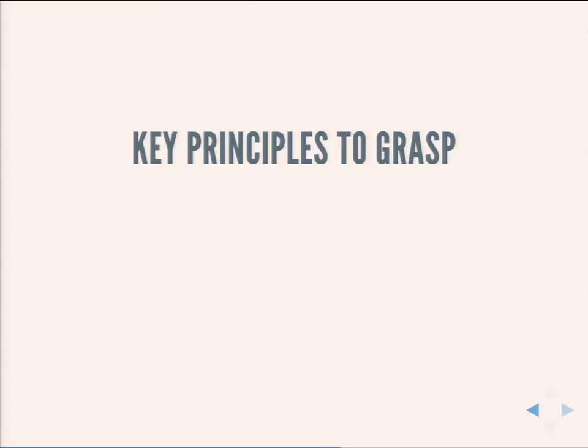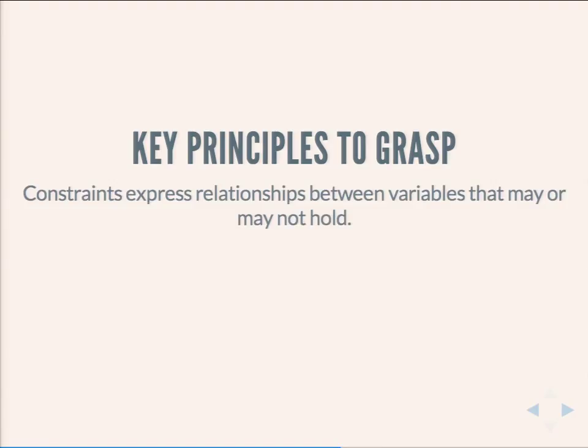Okay, so I've touched across some of these topics, but the key principles to grasp when you're writing or using grid style cheats. I've talked about this a lot, and I really can't emphasize it enough, because it's easily the biggest mind shift that you have to deal with when you're dealing with grid style cheats. As you're expressing relationships between variables that may or may not be true, depending on the other variables that the engine is trying to resolve.